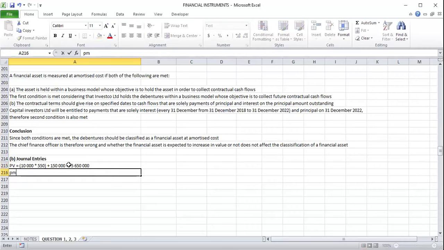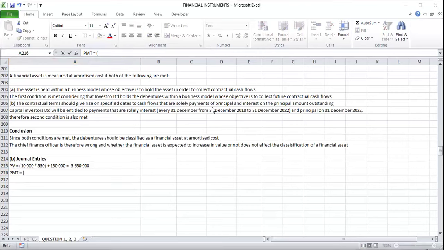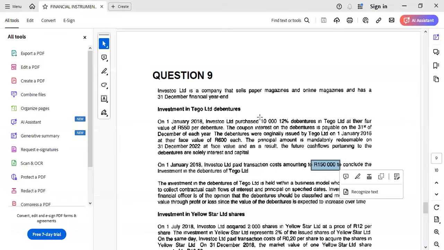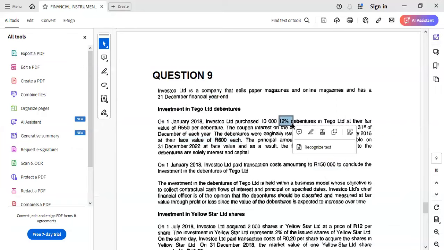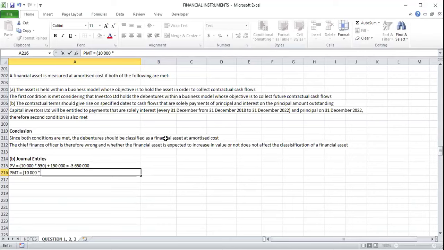Then our PMT. Remember, our PMT is calculated based on the face value. So our PMT would be 10,000 times the face value, 600 times 12%. So remember that the PMT is on the face or nominal value. What do we get? 720,000.